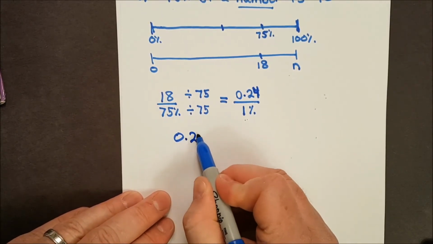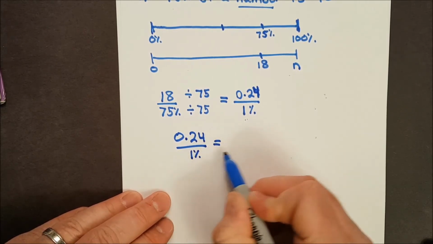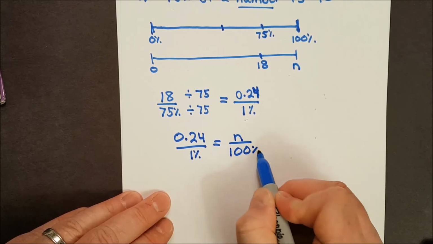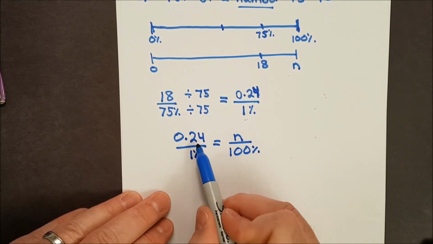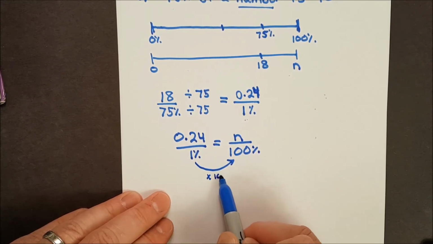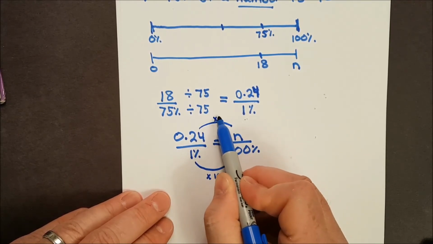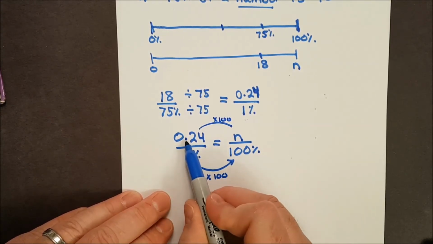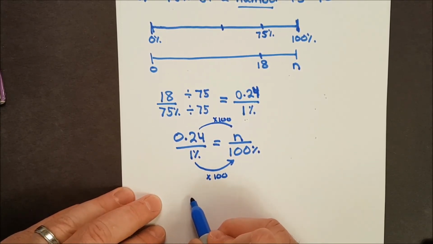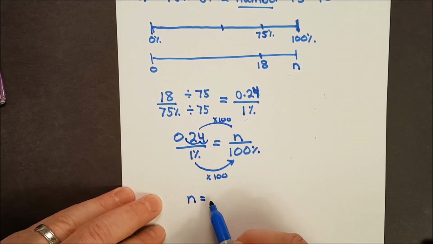0.24 over 1 equals n over 100%. So once again, to get from there to there, we multiplied by 100. And from here to here, we have to multiply by 100 as well. And 0.24 times 100, in this case let's move the decimal place over 2, is 24.